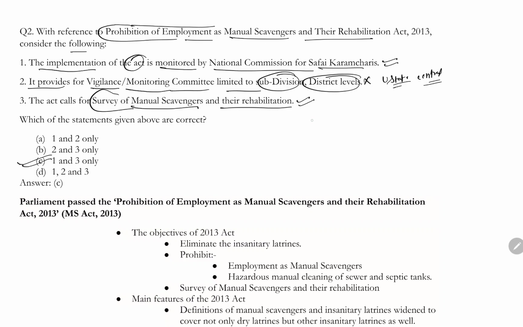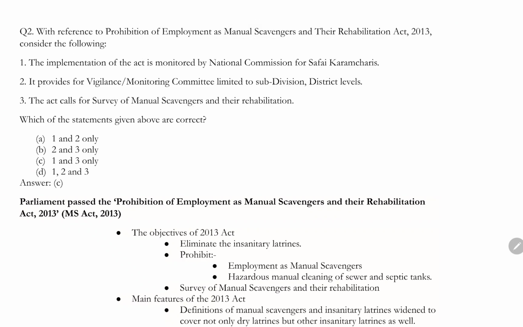You should know that it is the mandate of the Supreme Court that the Supreme Court prohibited manual scavenging. So it is said that we should totally avoid manual scavenging because it leads to a lot of disease, and it is against the very humane nature of life. So you should know this from here. So the correct option will be option number C.